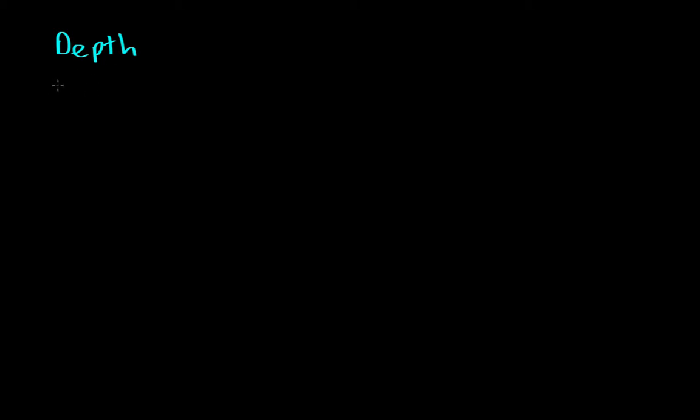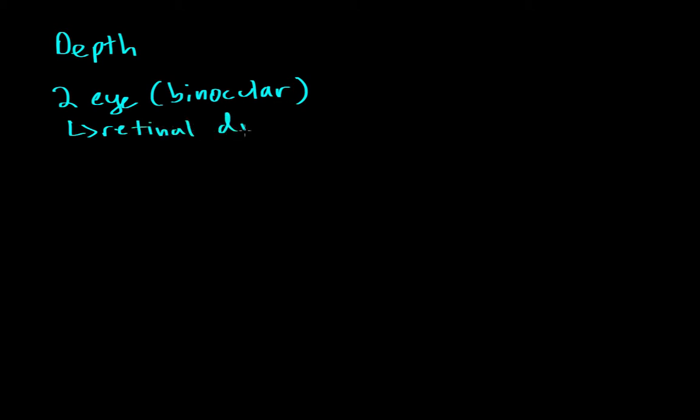The first thing that we can immediately notice is that humans have two eyes. So we have binocular vision. And binocular vision basically gives us something known as retinal disparity. Since our eyes are about 2.5 inches apart, this allows us to get slightly different views of objects in the world around us.